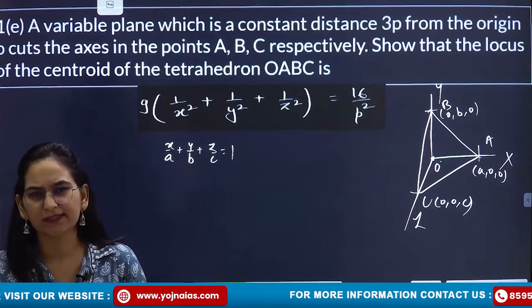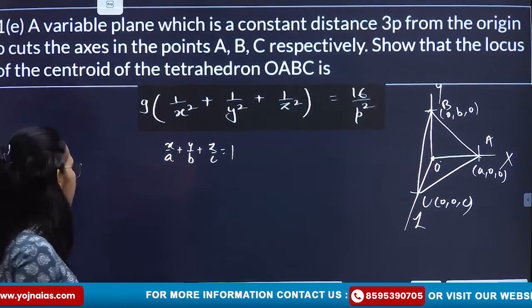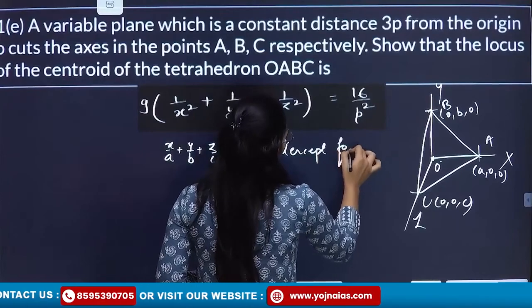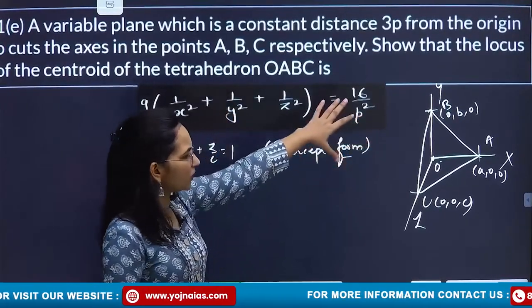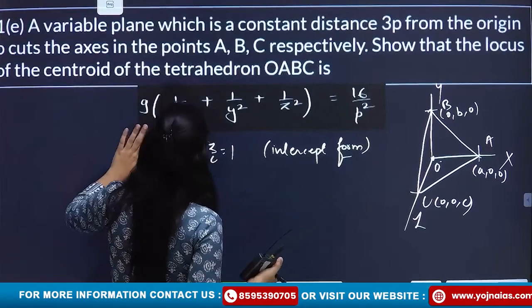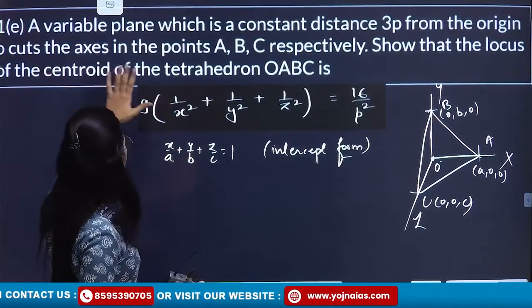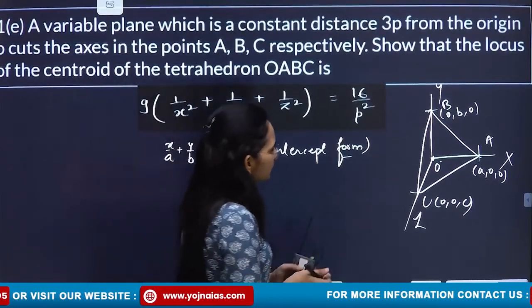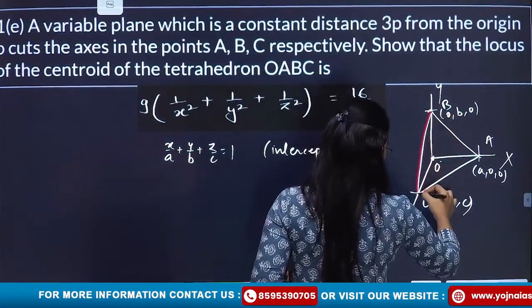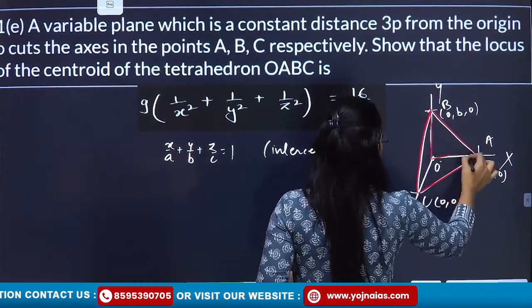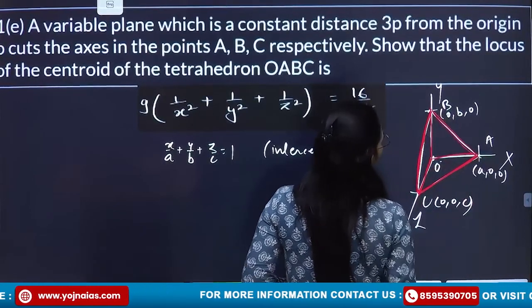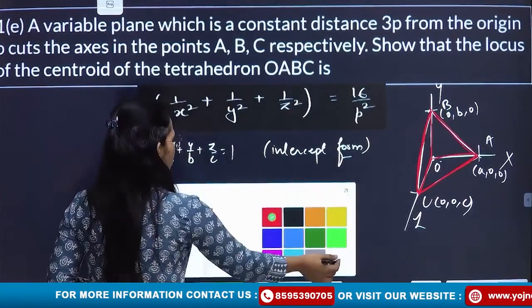Whenever it cuts the coordinate axes at some points, you can say this is the intercept form of the plane. So this is the intercept form of the plane ABC. And then we need to find the locus of the centroid of the tetrahedron OABC.